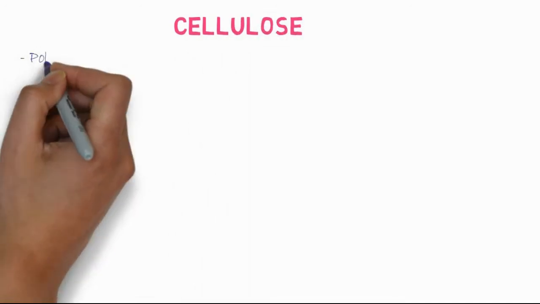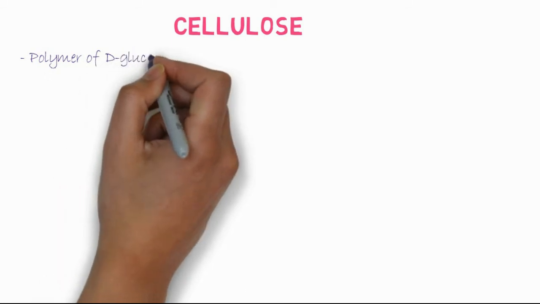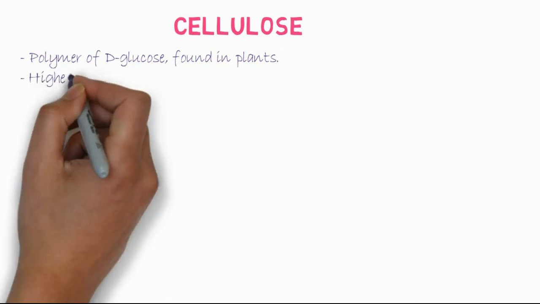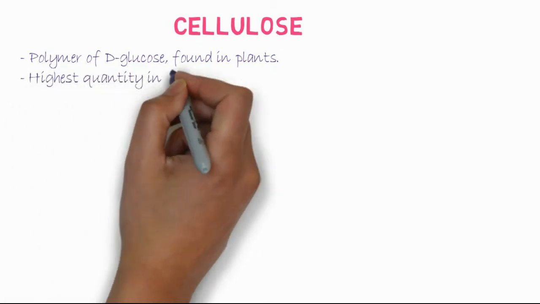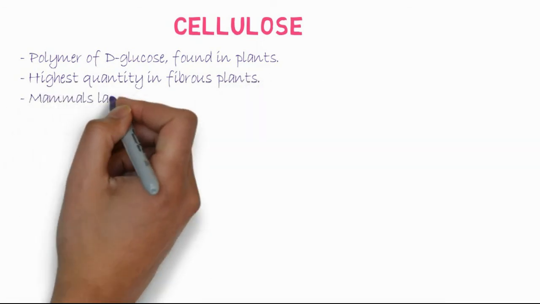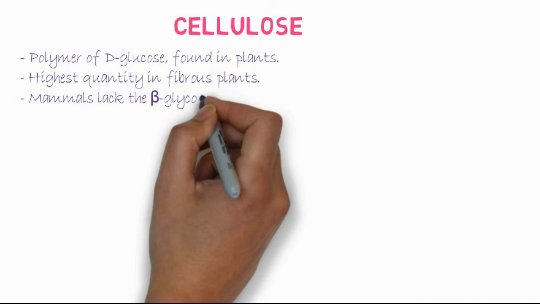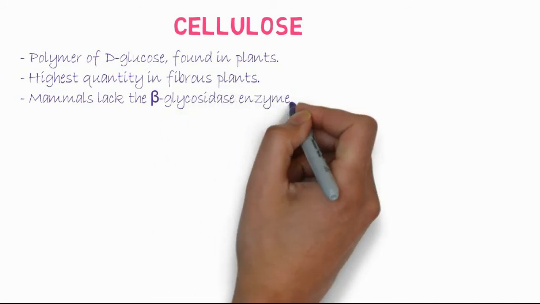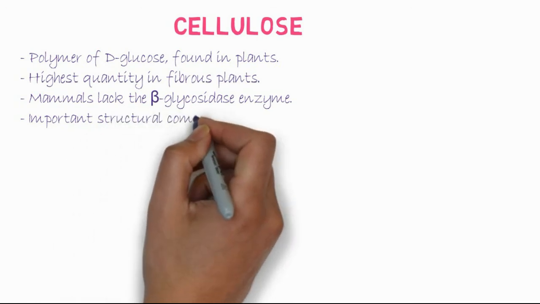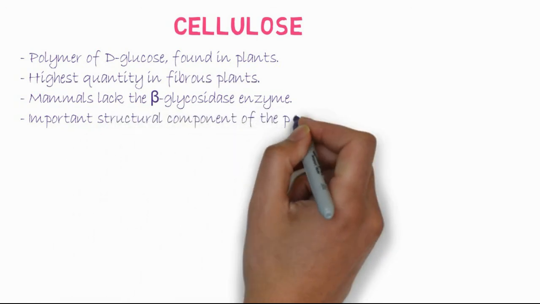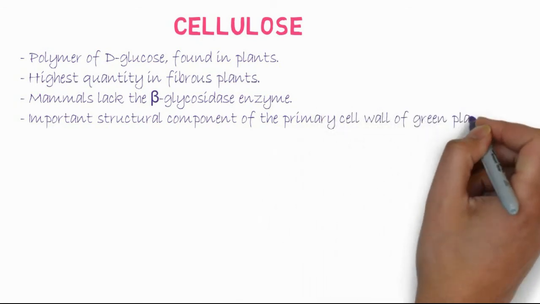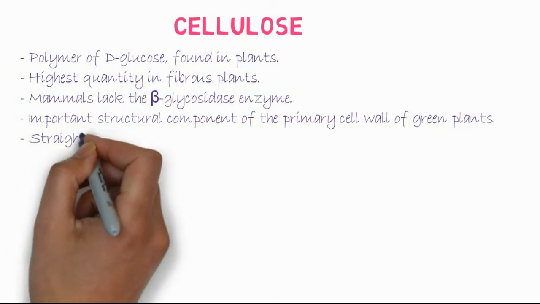Now we will talk about the examples. The first example of the polysaccharide is cellulose. Cellulose is a polymer of glucose which is found in plants. The highest quantity of cellulose is present in fibrous plants. It is important to know that mammals lack the beta-glycosidase enzyme which is responsible for the hydrolysis or digestion. It is an important structural component of the primary cell wall of green plants.